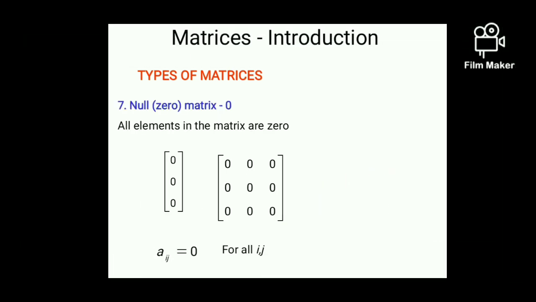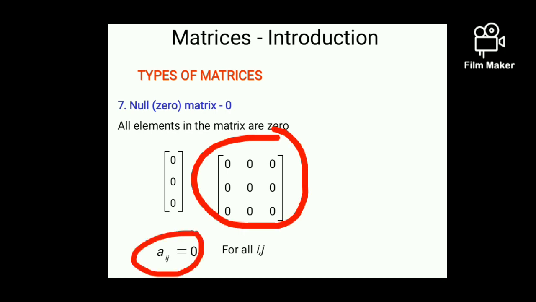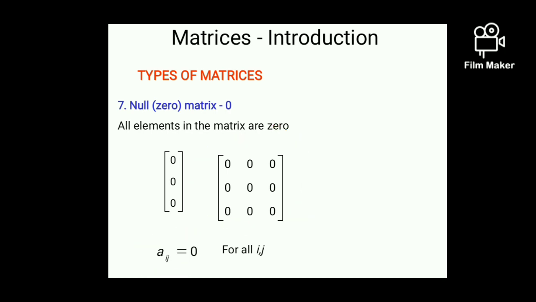The next is called the null or the zero matrix, represented by the numerical value 0. So a null matrix is a kind of matrix where all the elements in the matrix are zeros. So the value of the matrix will always be 0, and therefore it is called a null matrix. As we can see in the example, all the elements of the matrix are zeros. Hence, we call it the zero matrix or the null matrix.